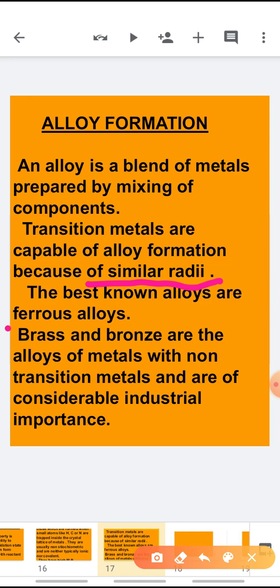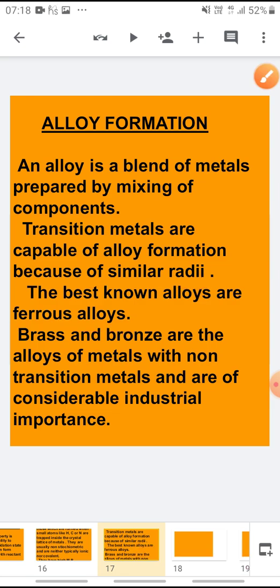Now, the best known ones are the ferrous alloys. Iron is alloyed with many other substances like chromium, nickel to form steels of various types. Some of the transition elements can combine with the non-transition elements also and form alloys. For example, brass is an alloy of copper and zinc. Bronze is an alloy of copper and tin. Such alloys are also there.